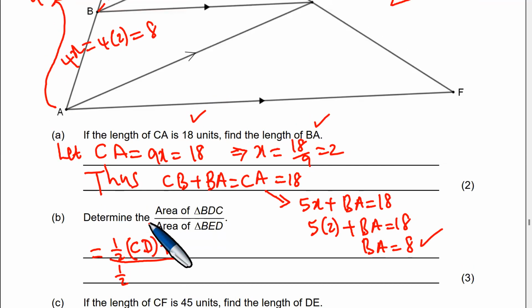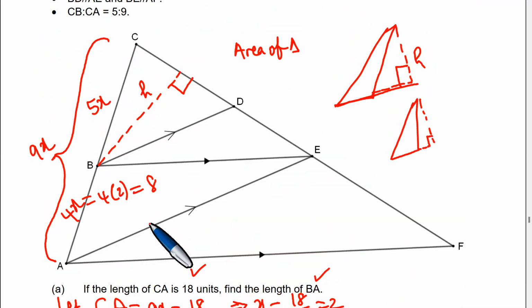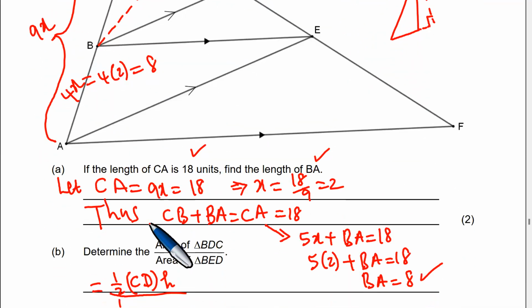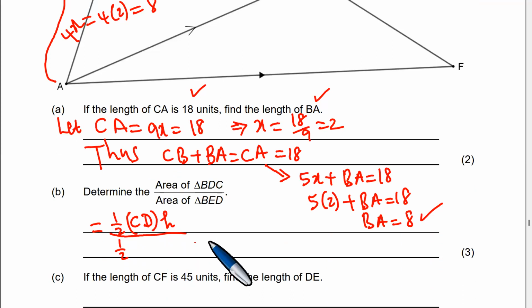Which is half DE times the height H. Okay, so the height cancels the height, and one half cancels one half, and so this will give us CD over DE.